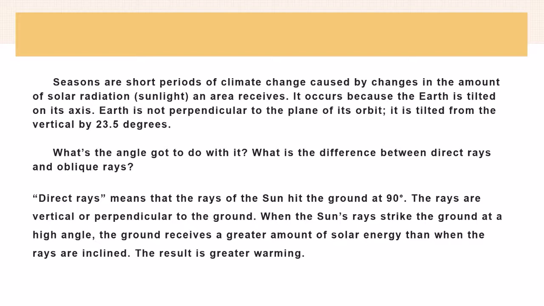What is the difference between direct rays and oblique rays? Direct rays means that the rays of the sun hit the ground at 90 degrees. The rays are vertical or perpendicular to the ground. When the sun's rays strike the ground at a high angle, the ground receives a greater amount of solar energy than when the rays are inclined. The result is greater warming.